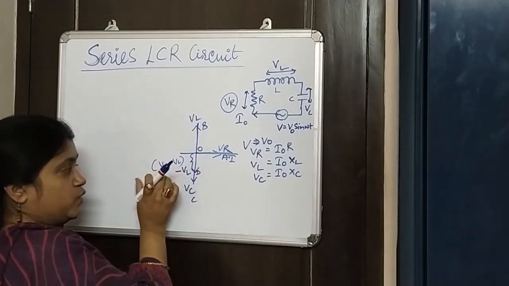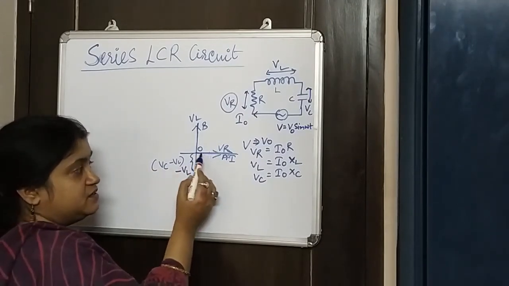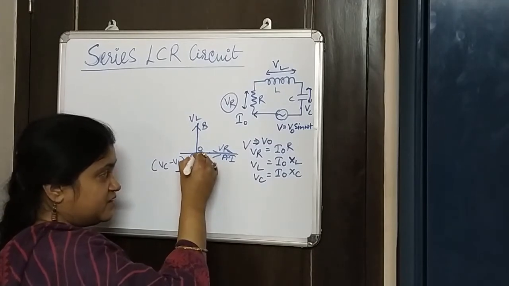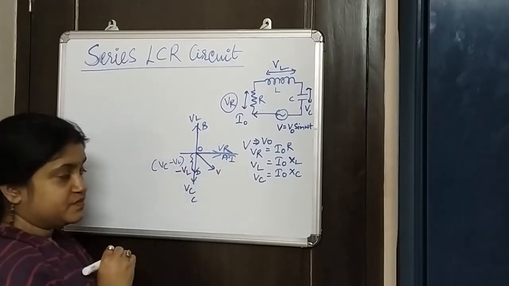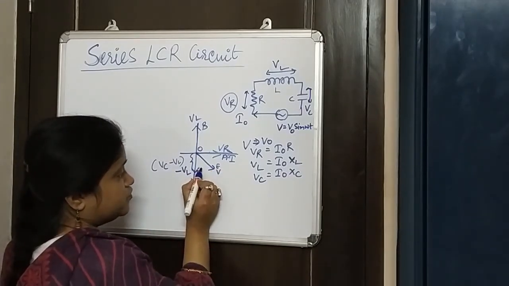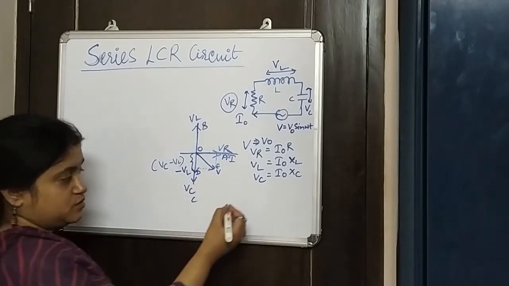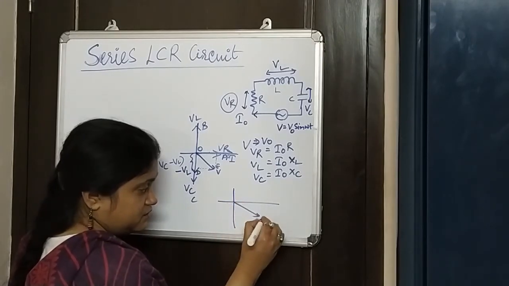Then with the vector VC minus VL and the vector VR, we are drawing a resultant vector V. Let's suppose this is E. So the projection here and the projection here. A little more clearly, if I draw, this is V.